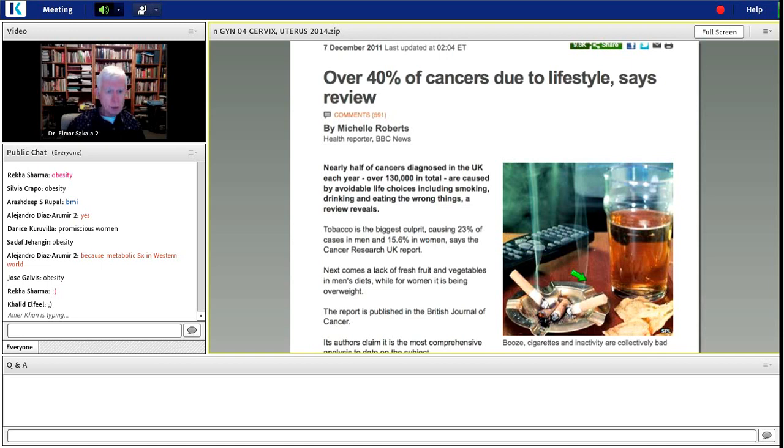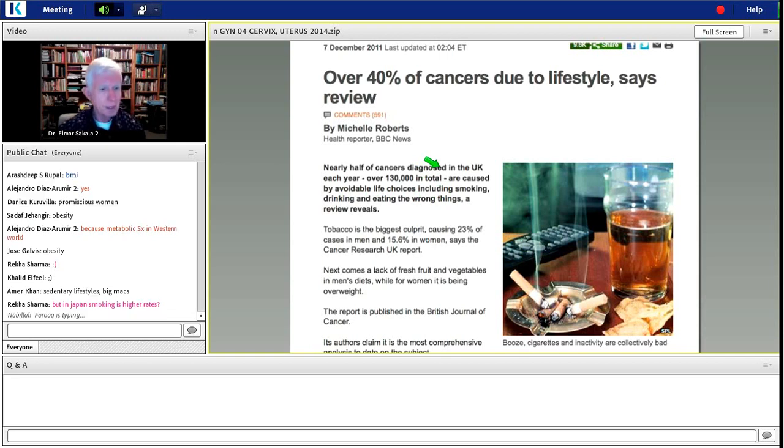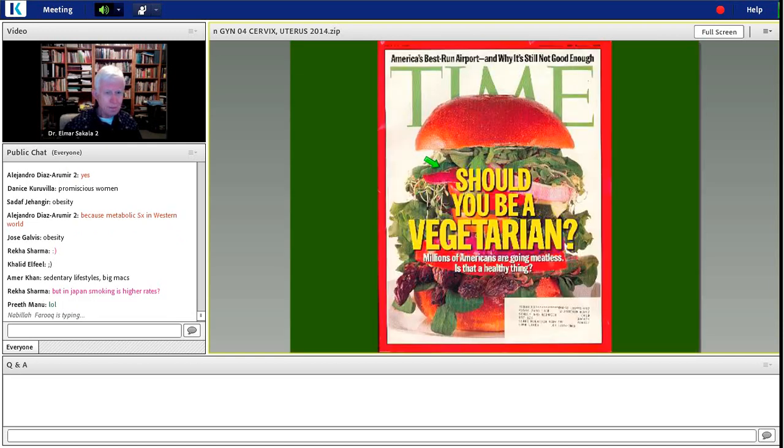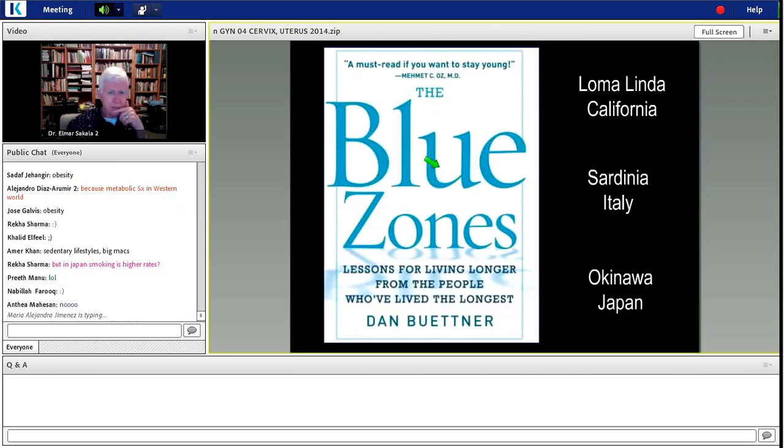40% of cancers, according to the United Kingdom Cancer Research Unit, are due to lifestyle, caused by avoidable lifestyle choices, such as smoking, drinking, and eating the wrong things. Are you listening to me? See, you guys think that you can live forever. You're young and healthy. You just wait. What do you think? Do you think you should be a vegetarian? Does diet make a difference?